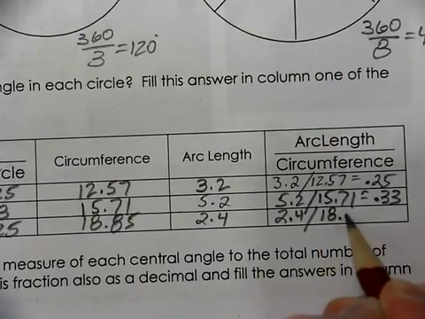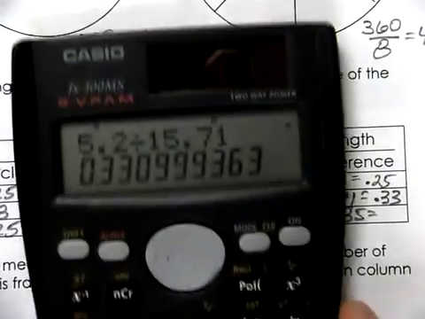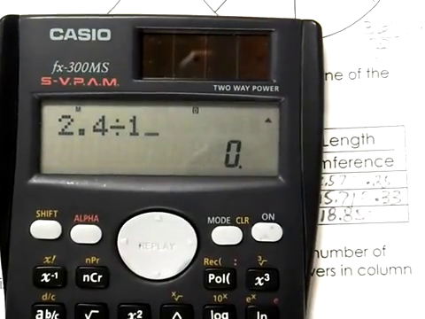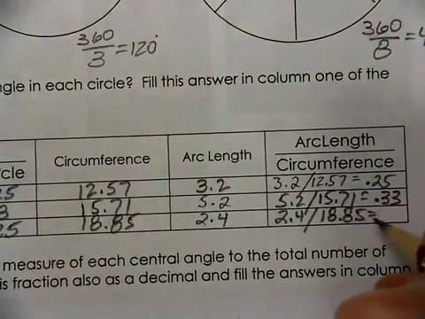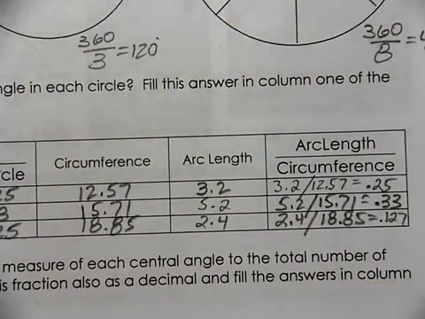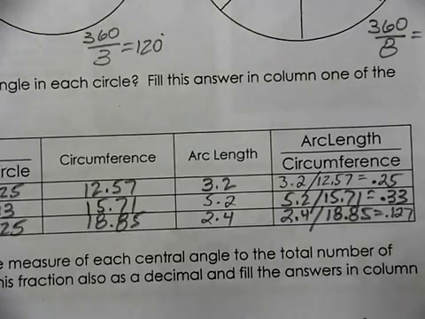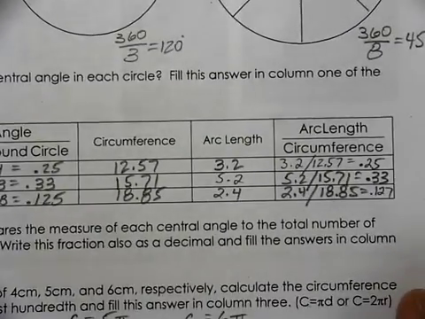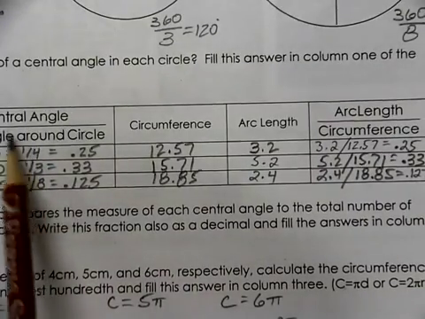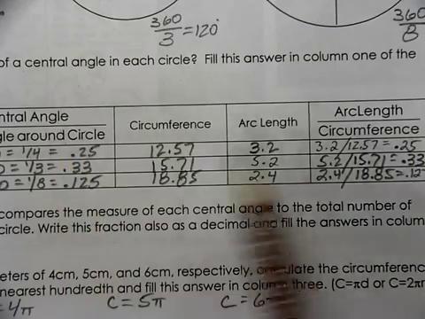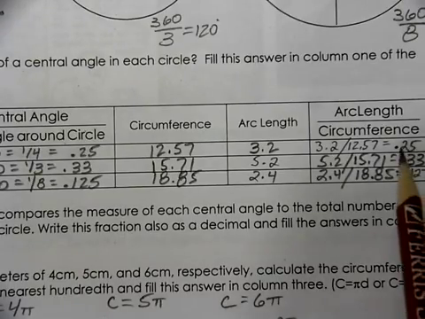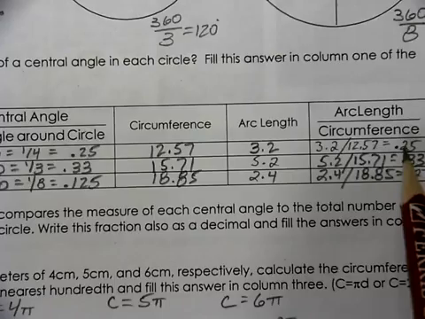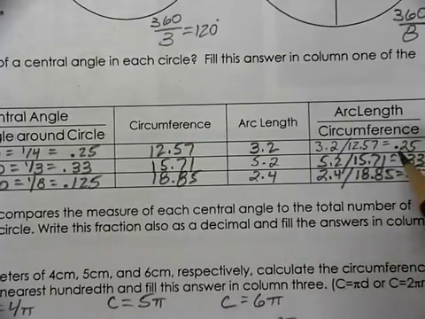2.4 divided by 18.85, we're going to get 0.127. Not quite exactly it, but again, pretty close. What we're trying to point out is that the ratio of the central angle all the way around the circle and the arc length to all the way around the circle is going to give you the same reduced fraction, or the decimal, which is an easy way to read a fraction, so it's very close in terms of the decimal.